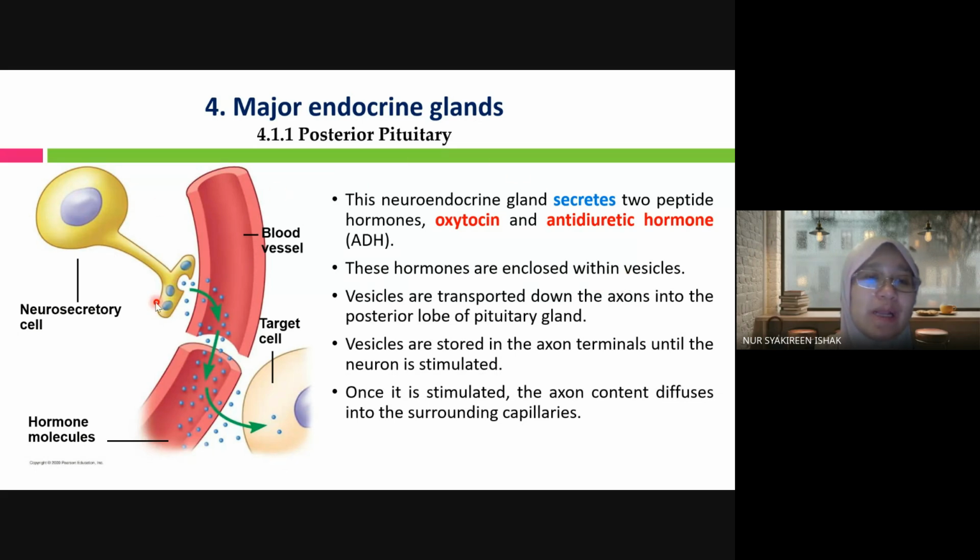Why is it enclosed within vessels? Because it is peptide, so it is water soluble. Ini saya dah terangkan hari Rabu hari tu kan. It is protein. So this is the cell body of the neuron, which is in the hypothalamus.